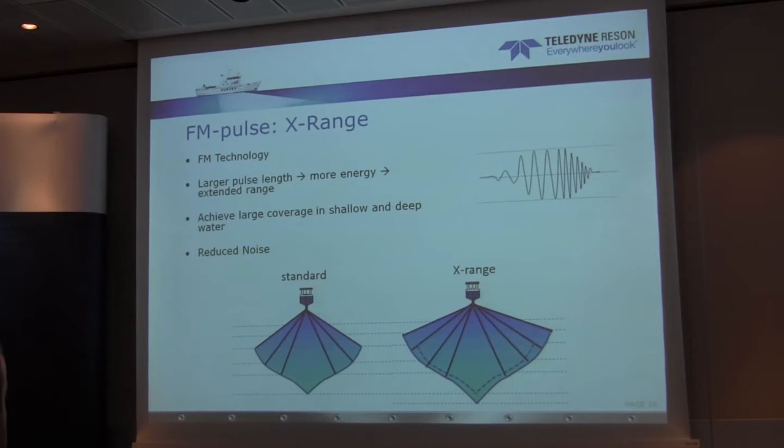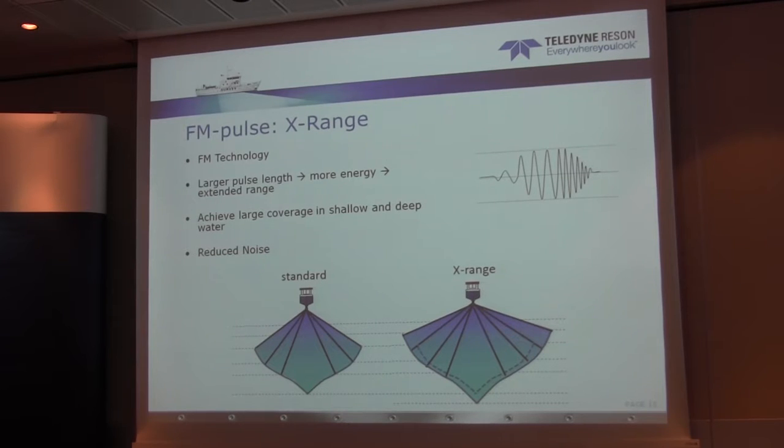Another new feature that we used was X-range, and that was by implementing the FM pulse. Normally we'd be using a CW pulse, and with the CW you always have this trade-off between resolution and range. A small pulse length would give you the best resolution but the poorest range, so at some point if you're surveying in deeper water, you'd have to start cropping your swath because you're losing the outer beams, simply because the range gets too large.